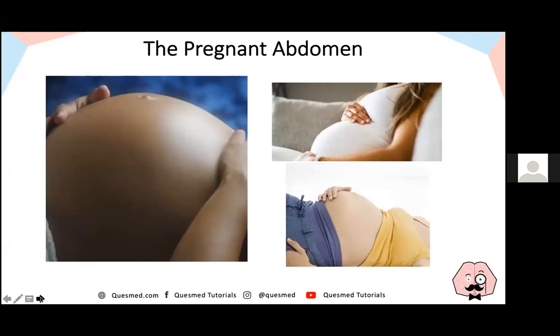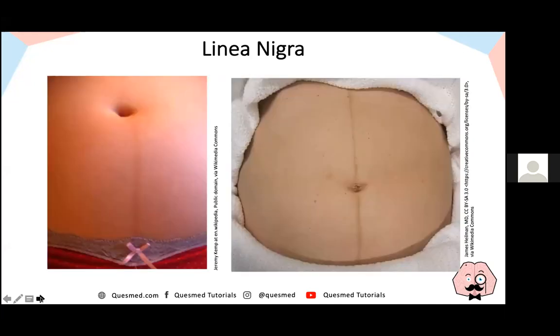Here are some pregnant tummies. Here is a linea nigra. That occurs in pregnancy due to an increase in melanocyte stimulating hormone, MSH, made by the placenta, and that essentially causes certain areas of the body to darken, including the line going down the middle of the abdomen there. That is a normal finding.